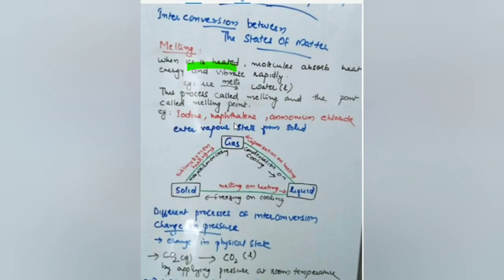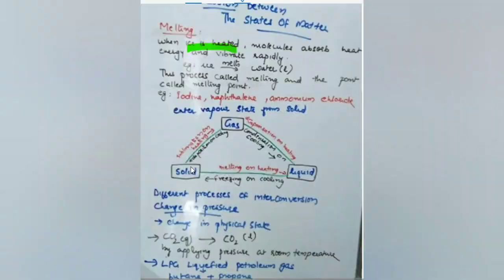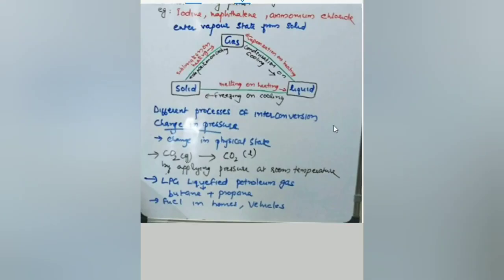Then the interconversion is given: solid, liquid and gas. Solid melts on heating, freezes on cooling; condensation happens on cooling, vaporization on heating, and sublimation on heating. These are the processes taking place. There are different processes of interconversion according to the change in pressure, which changes the physical state. For example, carbon dioxide gas is transformed into carbon dioxide liquid by applying pressure at room temperature. Liquefied petroleum gas is known as LPG. It is a combination of butane and propane. It is a fuel used in homes, vehicles, etc.